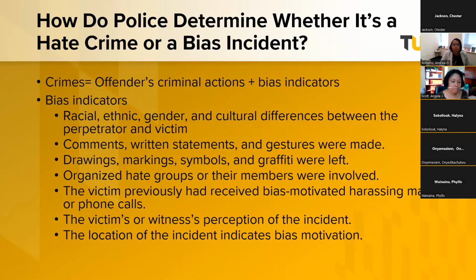How do we determine whether it's a hate crime or a bias incident? Again, with a crime, you want to look towards the crime itself. So something like vandalizing someone's property, like stated before, or doing something intentionally to harm a person against their protected class. Bias indicators, this is for Chester in the group, are things like racial, ethnic, gender, or cultural differences between the perpetrator and the victim, comments, written statements, or gestures that are made, drawings, symbols, graffiti, organized hate groups, again, against a person's protected class or specific group, based on what they identify as.